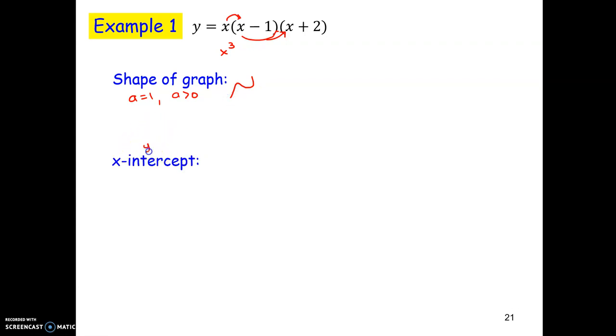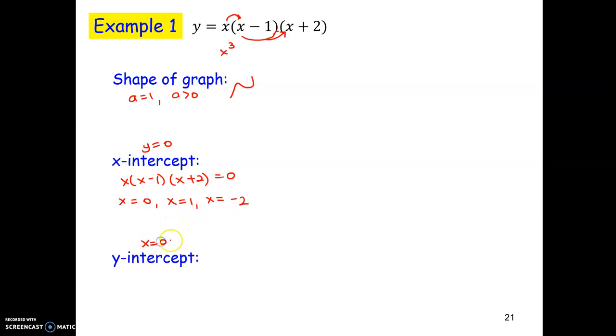So x-intercept when y equal to 0. So we got x, x minus 1, x plus 2 equal to 0. So either x equal to 0, x equal to 1, or x equal to negative 2. Y-intercept when x is equal to 0. So let us substitute x with 0. So y equal to 0, 0 minus 1, 0 plus 2. So 0 multiplied with everything is always 0. So this one is y equal to 0.